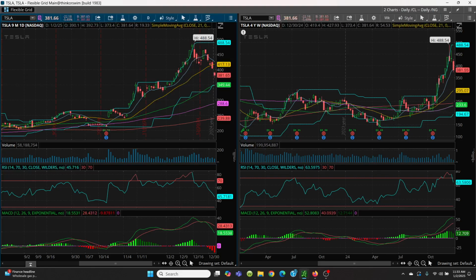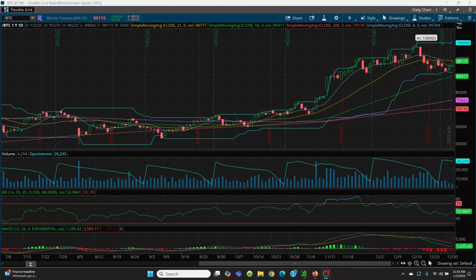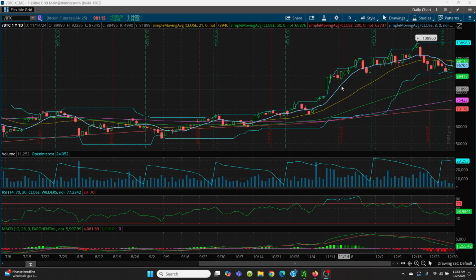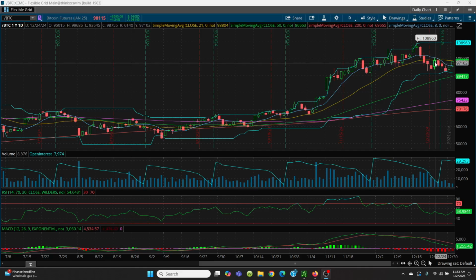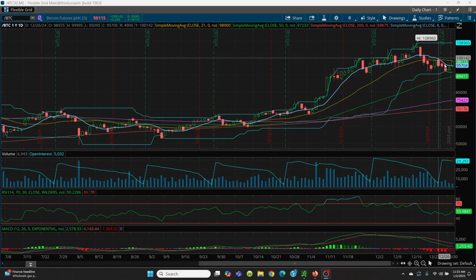Okay, let's take a look now at crude oil. Before I get to crude oil, let's take a look at Bitcoin. Forgot about that. Okay, now you can see Bitcoin looking really nice. I've been pointing out this 8 SMA. See how it's rolled right over, and see where the price goes? It goes right into it, and it can't get above.